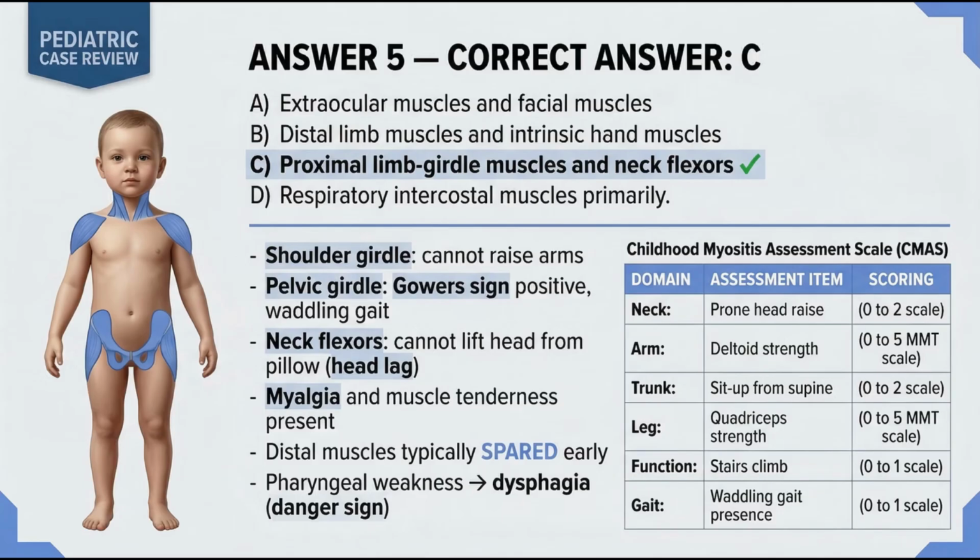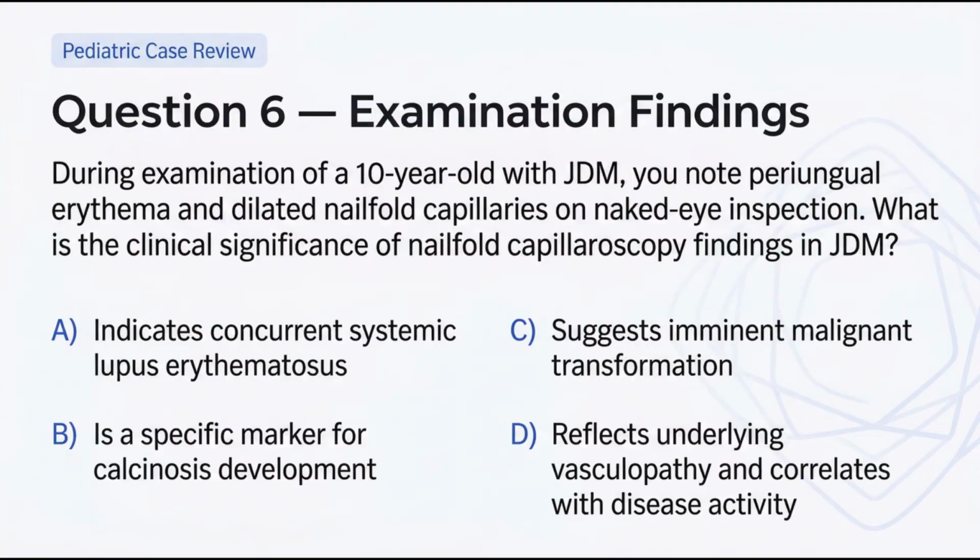Muscle strength is formally assessed using the Childhood Myositis Assessment Scale, which evaluates neck, arm, trunk, leg, functional, and gait domains. Question 6. Examination findings. During examination of a 10-year-old with juvenile dermatomyositis, you note periungual erythema and dilated nail fold capillaries on naked eye inspection. What is the clinical significance of nail fold capillaroscopy findings in juvenile dermatomyositis?